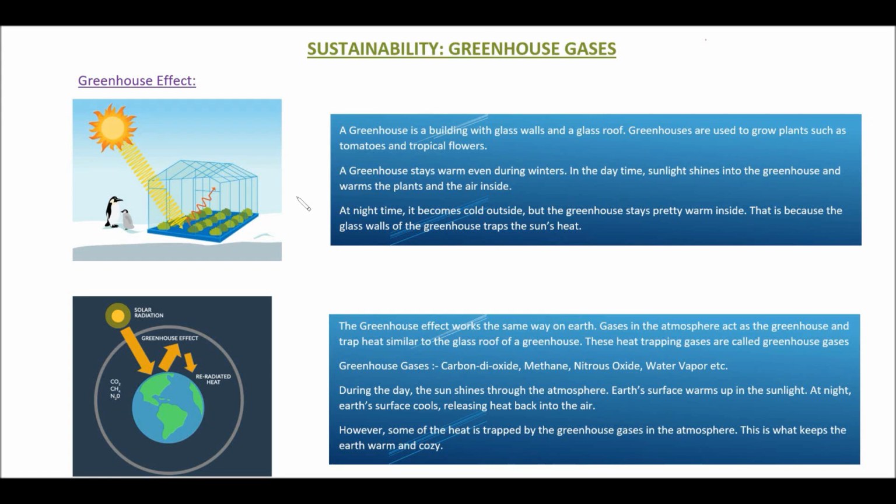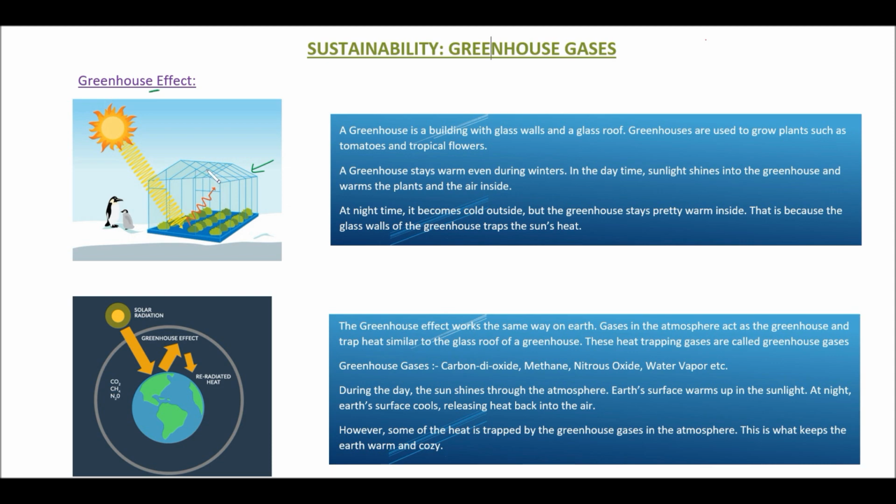In this video, we will learn about the greenhouse gases and their impact on our climate. Let's first understand what is meant by greenhouse effect. Now, a greenhouse is a building with glass walls and glass roof as shown here. And greenhouses are used to grow plants such as tomatoes and tropical flowers.